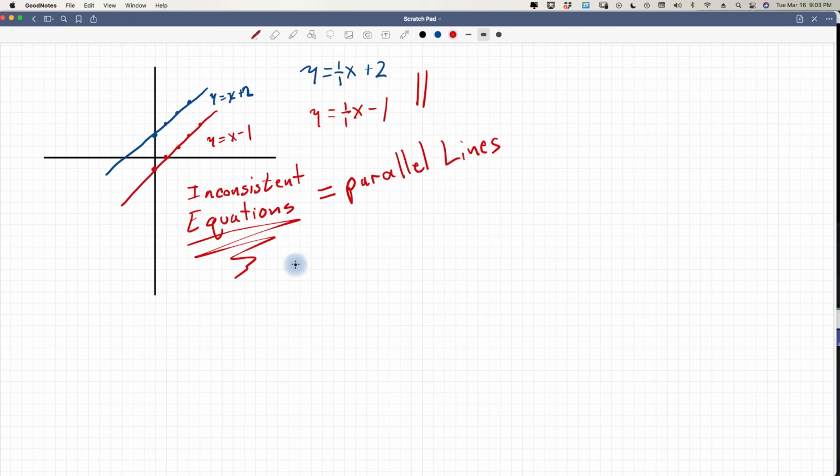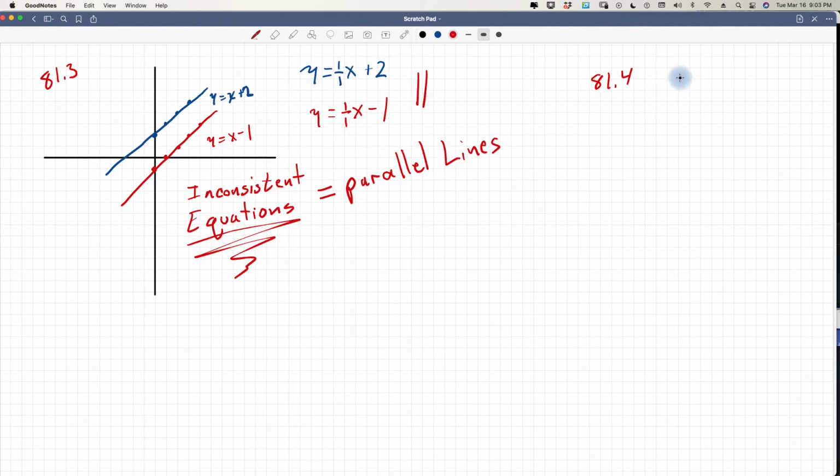All right, and that leads us right into the next section. We have a way to tell, this was 81.3, by the way. In 81.4, we're going to find a way to tell if a system is inconsistent, or they don't share a common solution. So here's how you tell.